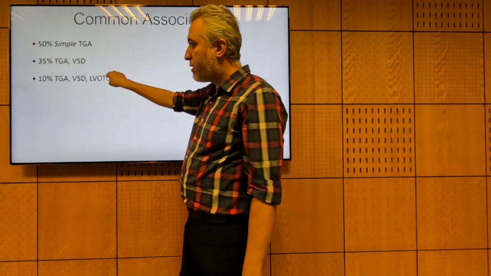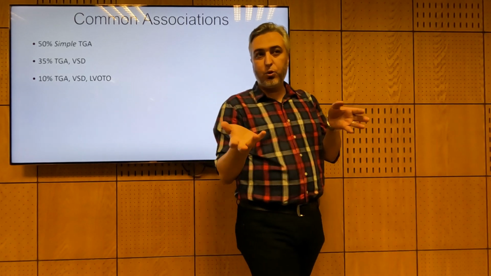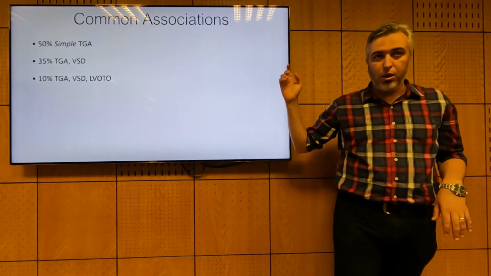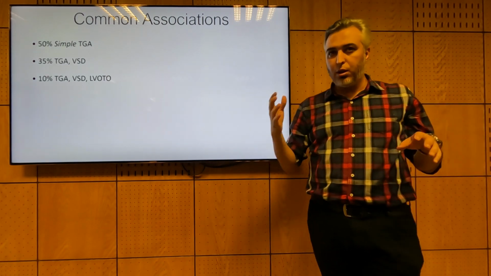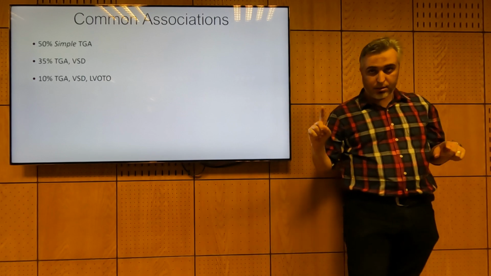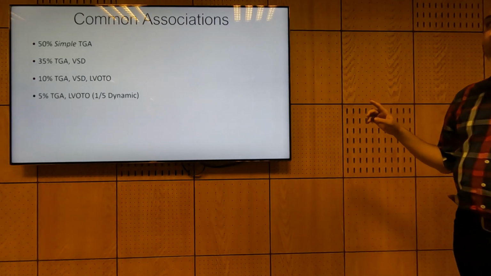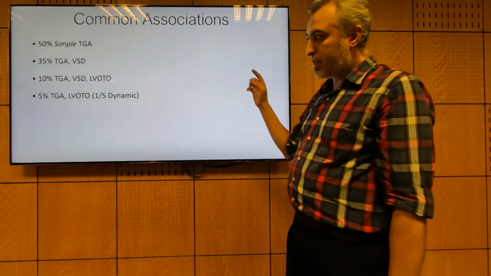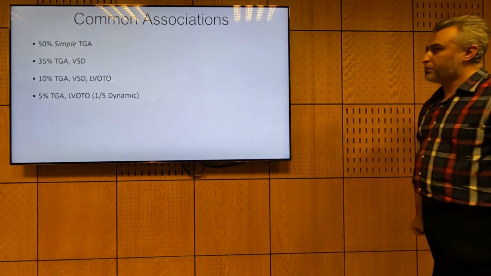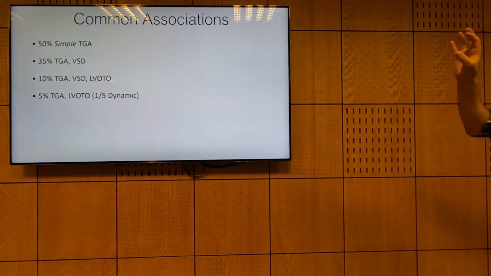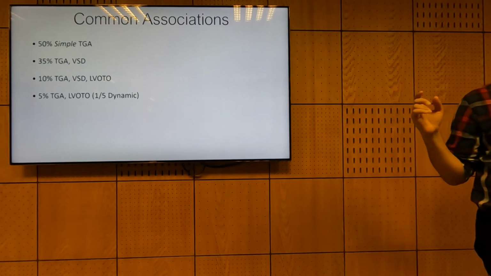And if we say LVOT obstruction in the context of TGA, we mean obstruction to the flow going to the lungs, okay? Because here it's TGA. So those who say TGA VSD LVOT obstruction, they mean TGA VSD PS, okay? About 5% will have LVOT obstruction without having a VSD, and some of those are dynamic, which we'll discuss next time. So these are really common associations and do affect how the TGA behaves and how we manage those patients.